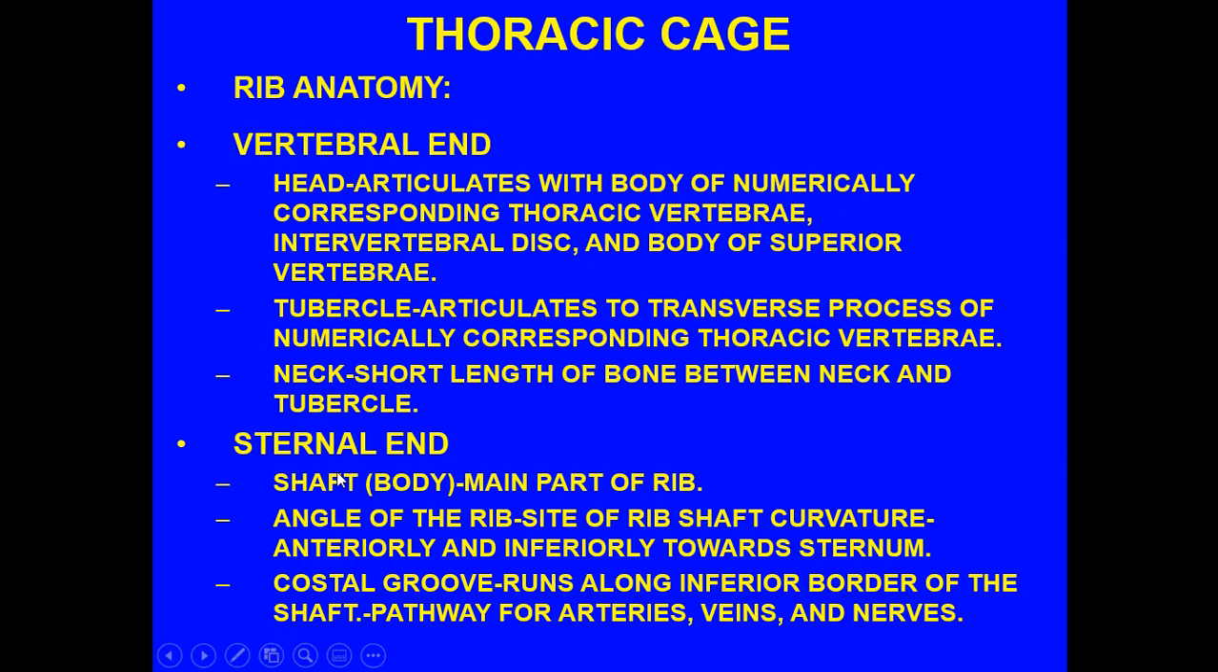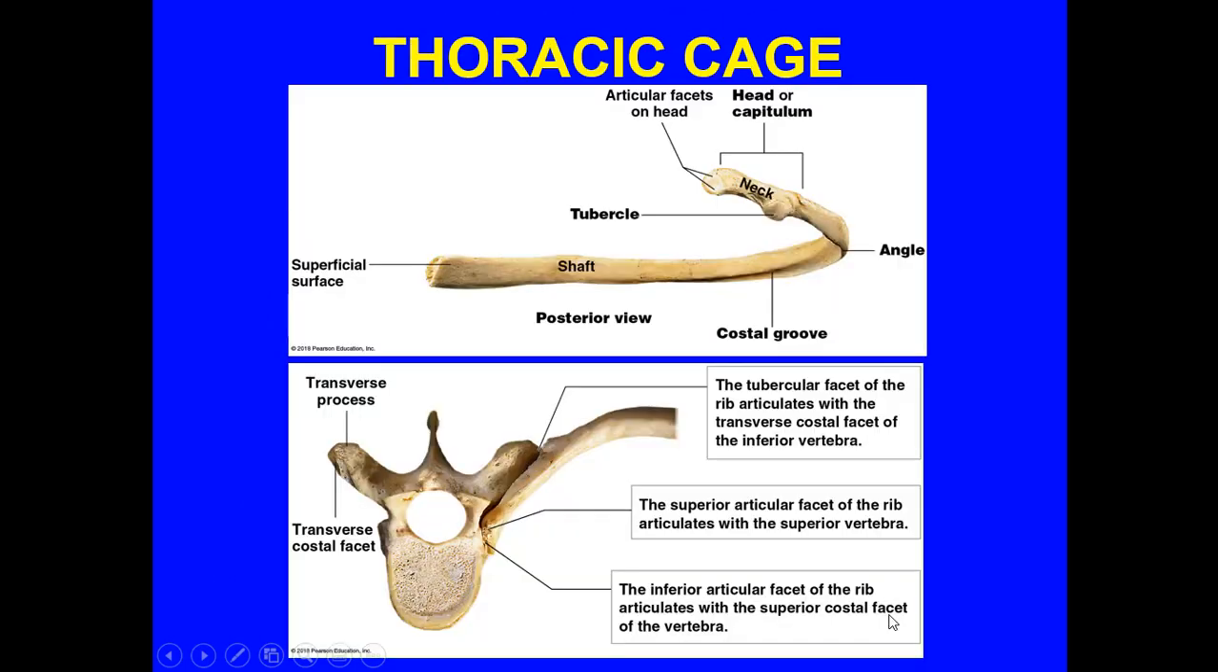The sternal end is the end that attaches to the sternum. The shaft, or body, is the main part of the rib. The angle of the rib is the site of the rib shaft curvature. Now, it curves somewhat anteriorly and inferiorly toward the sternum. The costal groove runs along the inferior border of the shaft and is the pathway for arteries, veins, and nerves.